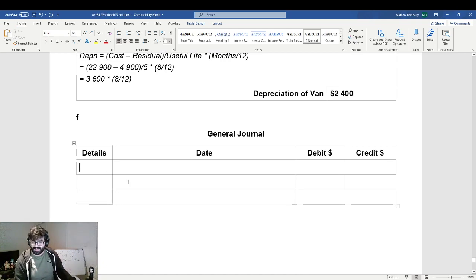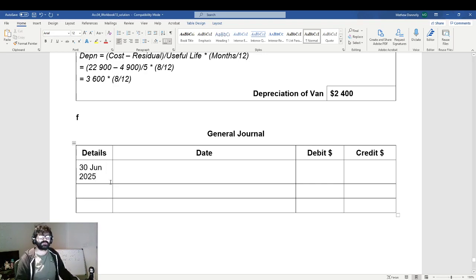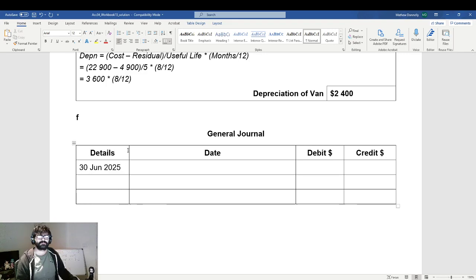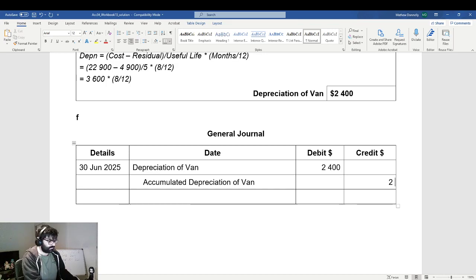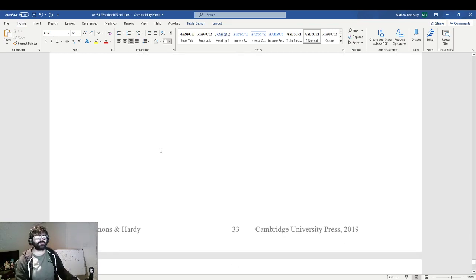Now, if we go to F, we can record depreciation of van for the year ended in the general journal. So we go 30th June, this is 2025. And we go depreciation of van, and we go accumulated depreciation of van, and we just put our numbers in above. So it's 2,400, 2,400.